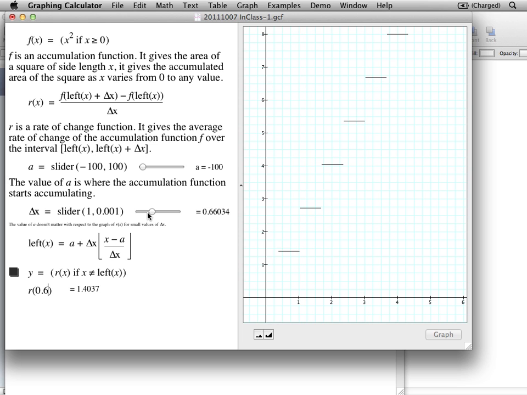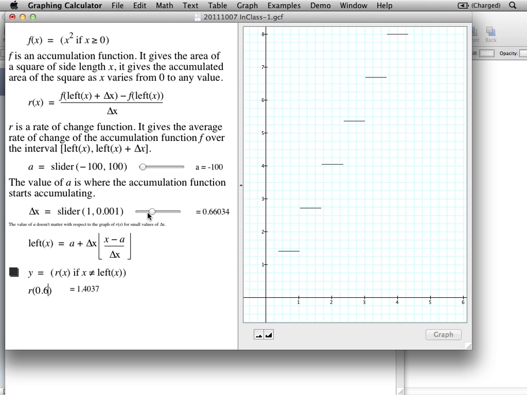R of 0.6, now it says it's 1.4037. Where does that come from? Niels? You don't have to give specific numbers. You can just sort of answer in principle. So it uses the R of x function and plugs 0.6 into it, and it solves it out. Okay, and tell me what it does now.